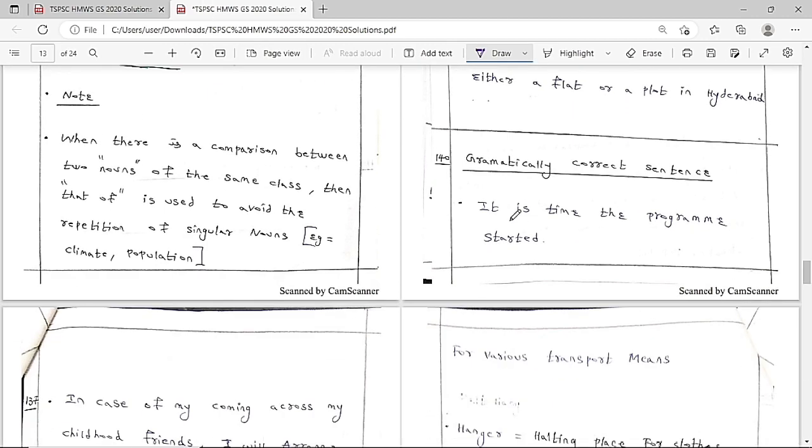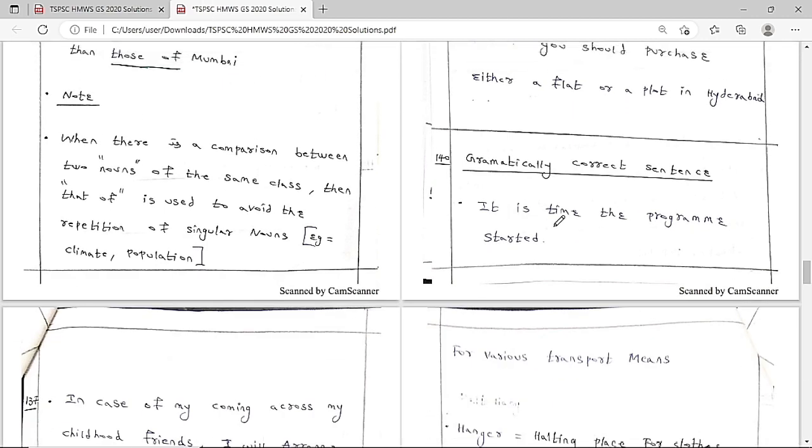It is the time the program started. So this is the correct grammatical sentence. Grammatically correct sentence: it is time the program started.